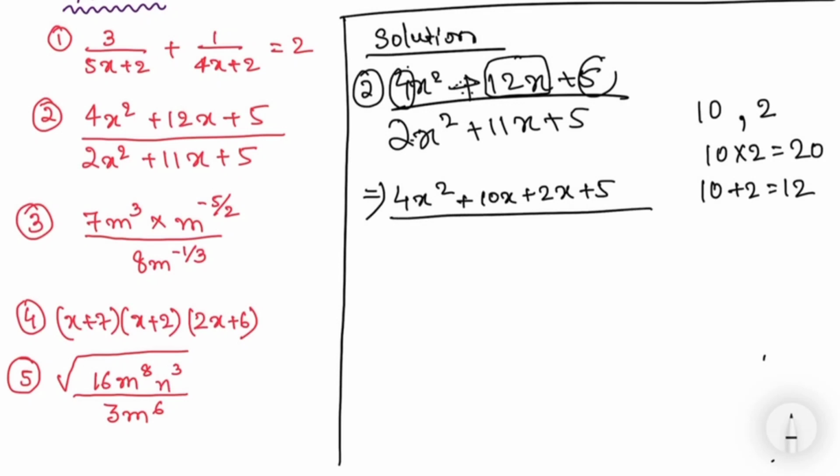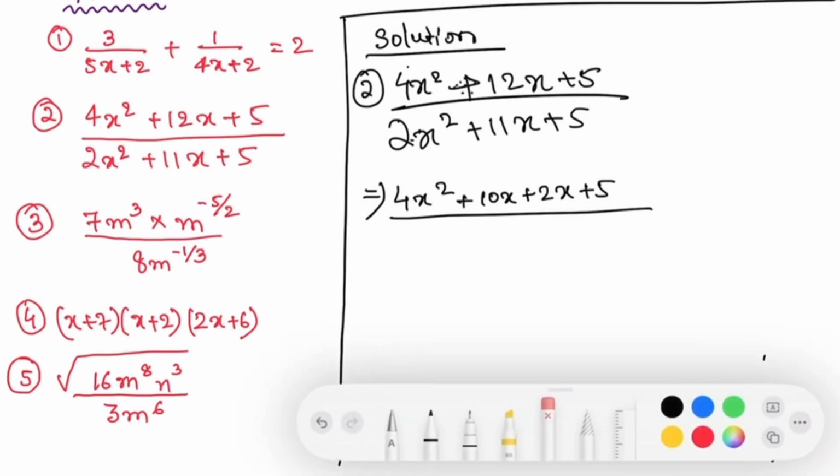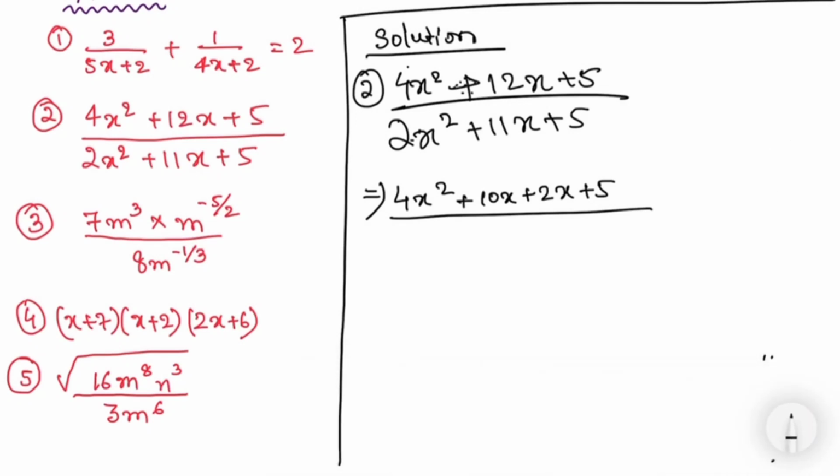Now let's go to the denominator part. Let me just erase this one so that it's much more clear to you. So the denominator is 2x square plus 11x plus 5. When you multiply 2 with 5, it will be 10. It means you have to multiply to get 10 and add to get 11. So 10 times 1 is 10, and 10 plus 1 is 11.